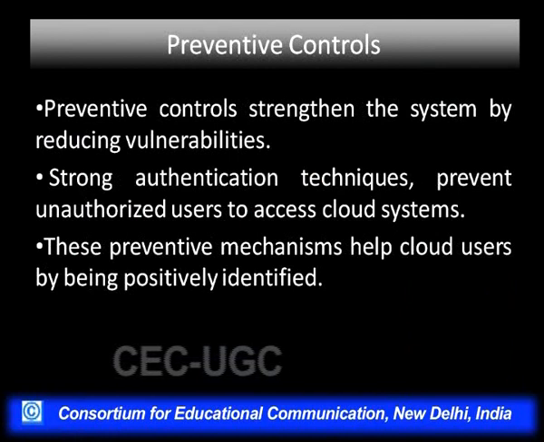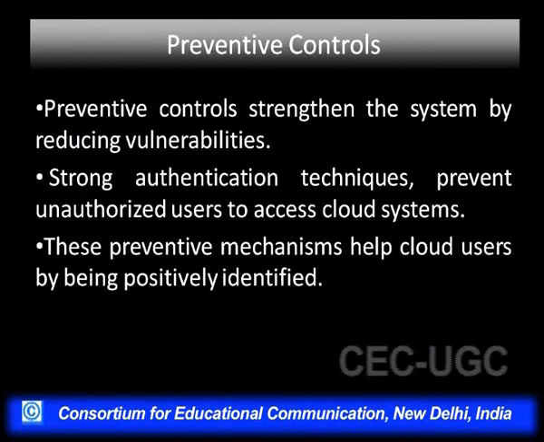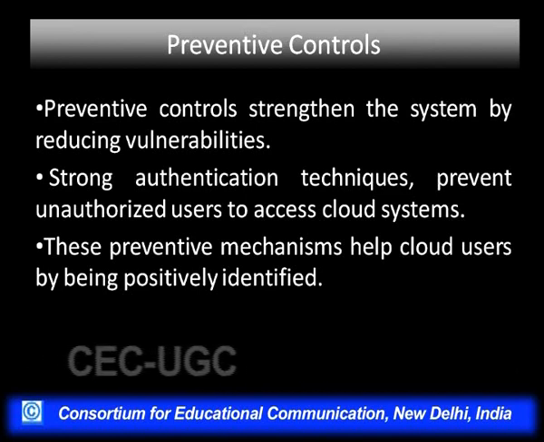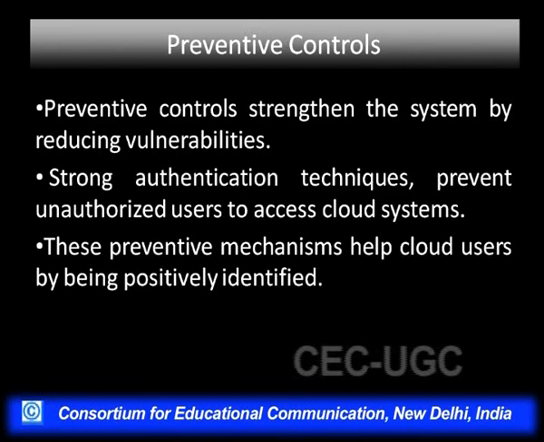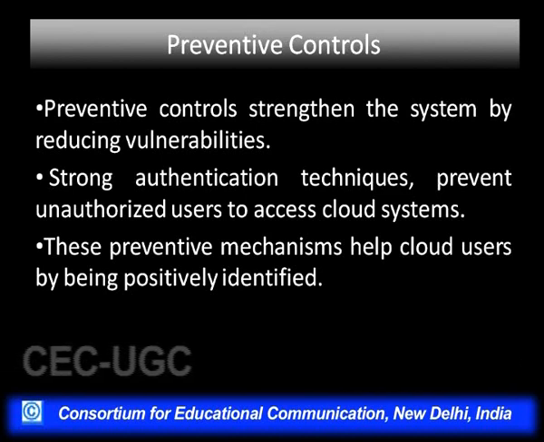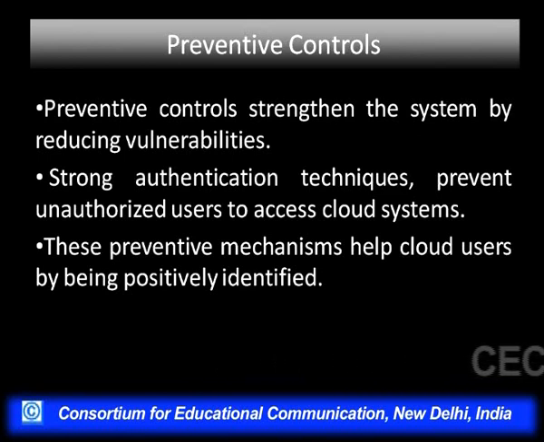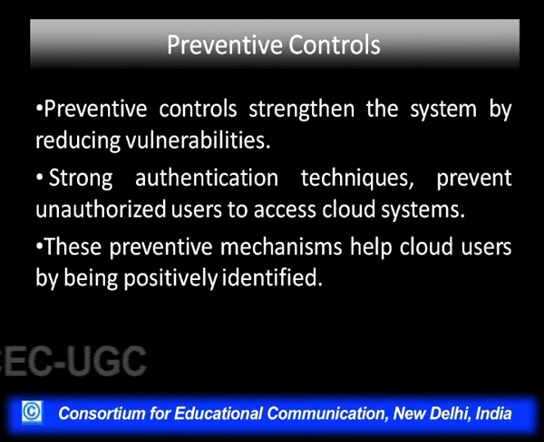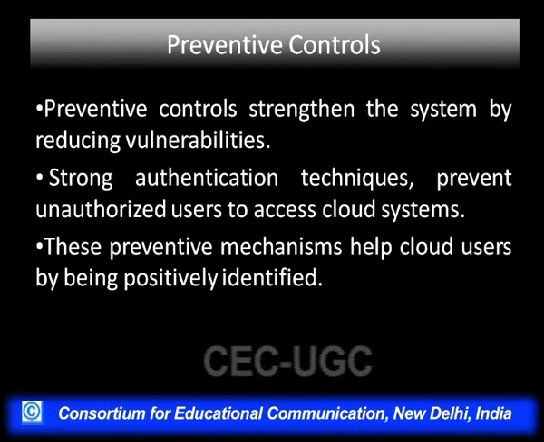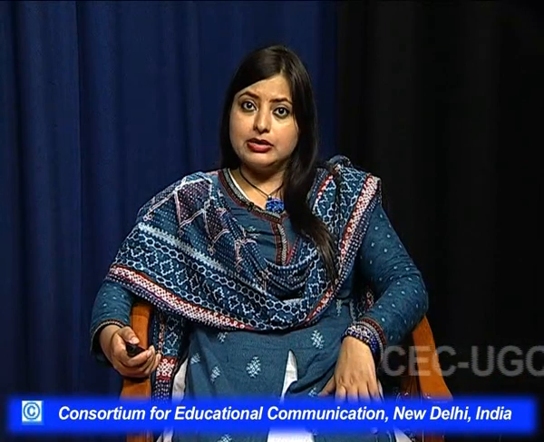Another kind of control is preventive control. Preventive control basically strengthens the system by reducing the vulnerabilities. Deterrent was like a warning sign. This one aims at reducing the vulnerabilities. This can be done by adopting strong authentication techniques and by preventing unauthorized users from accessing the cloud system. These preventive mechanisms help the cloud users by being positively identified. So authentication basically plays a very major role in preventive control techniques.